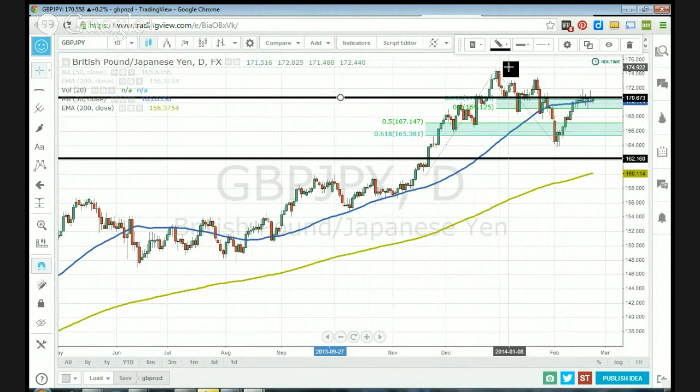And we'll come back to this. Maybe it will be time to short pound yen. I probably won't do anything because it's still counter trend, really. But maybe it's not. Well, we'll see. Anyway, I'll come back to it.